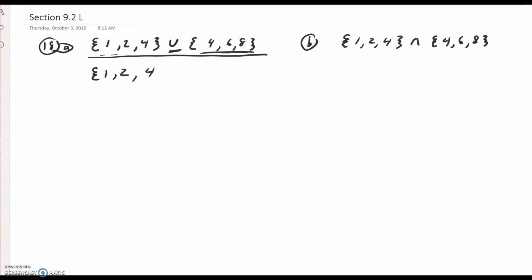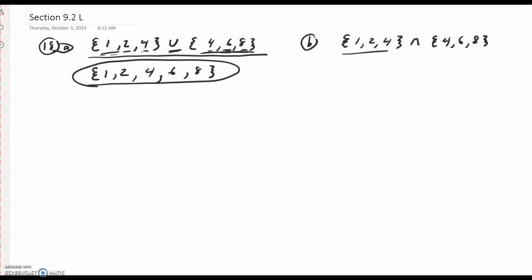Notice we don't put another 4 in. It's just everything that's in one or the other or both. So there's a 6 and there's an 8. So the union of two sets is a set that contains every single element of all the sets that you were taking the union of. But it doesn't count things twice. There wouldn't be two 4s in there.